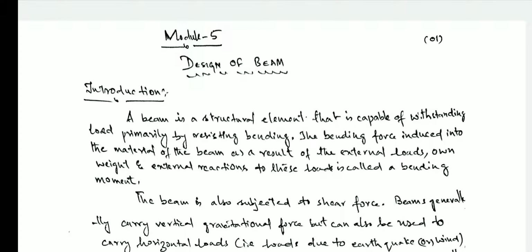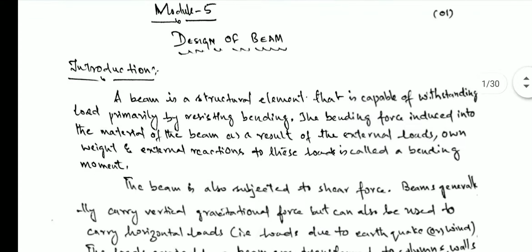So today we'll start design of beam. Design of beam also consists of Module 5. So it consists of design of beam. Mainly we have to design two types of beam here: one is laterally supported and the other is laterally unsupported.